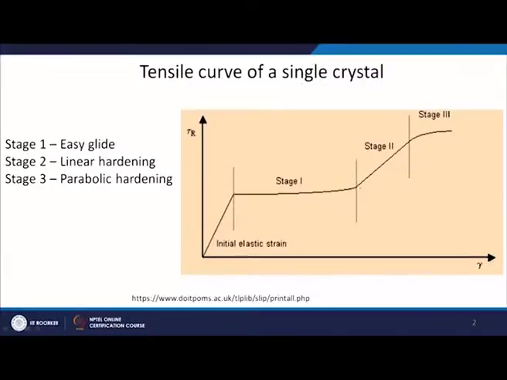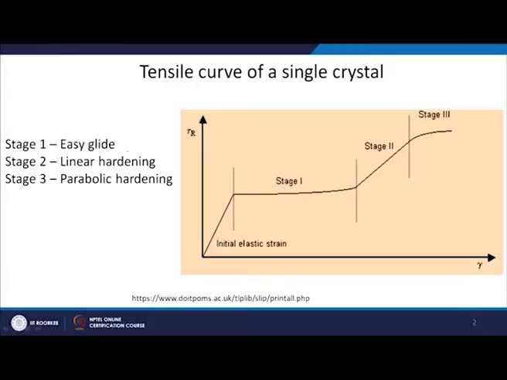So, right now we want to understand what the tensile curve will be if you take a single crystal. Already we have seen tensile curves, but those are all for polycrystalline material. So, let us see what happens if you take a single crystal. Again we will start with the elastic part, of course, and then you have what we call stage 1 deformation, then stage 2 deformation and stage 3 deformation. What do we mean by these stages?